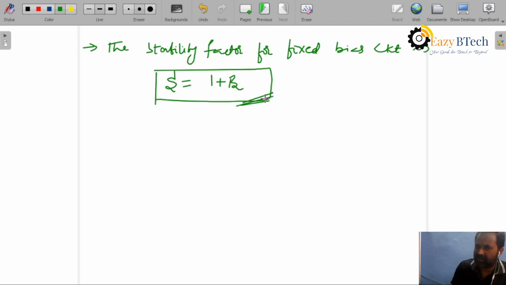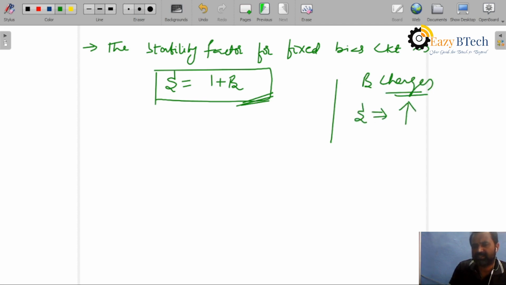Now from here you can clearly find that this fixed bias circuit is not stable, because as the beta changes, then the stability factor changes. Is it clear? The stability of a fixed bias circuit depends only on the factor of beta. Beta will vary from 99 to 255. Now as the value changes, definitely the stability factor will change.